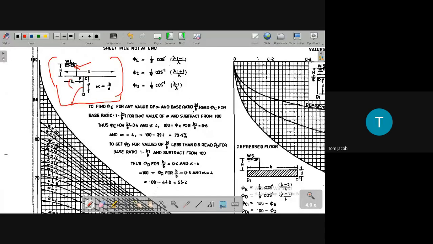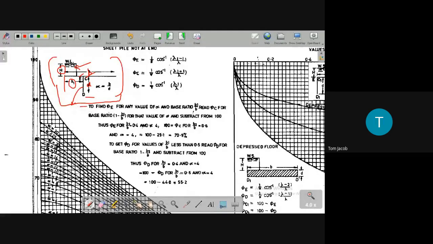B1 is the distance between upstream and intermediate file, that is the center to center distance. Small d is the depth of the intermediate file. Then the pressure points are E, C, and D, and B is the total length of the structure. Capital H is the head. These are the things you have to understand in that figure.